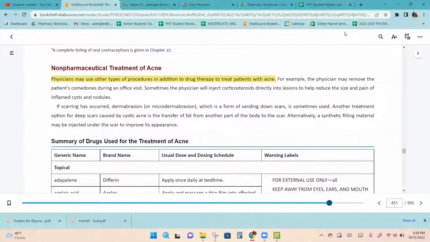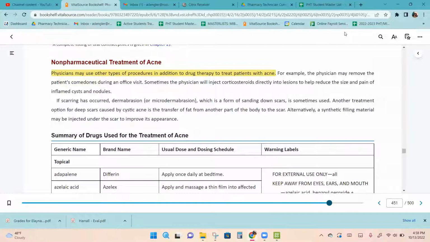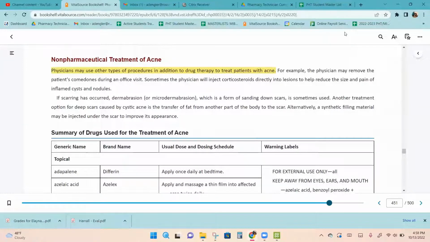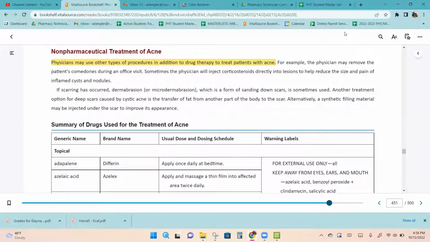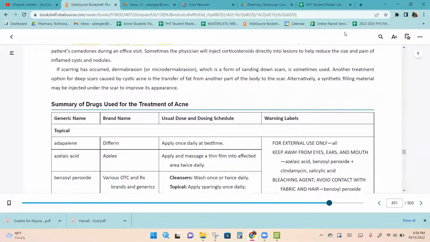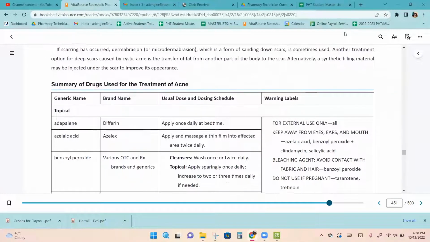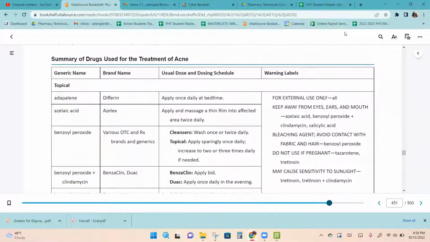Physicians may use other types of procedures in addition to drug therapy to treat patients with acne. The physician can remove the patient's comedones during an office visit. They can get corticosteroids injected directly into lesions to help reduce the size and pain of inflamed cysts and nodules. And we have our summary of drugs used for the treatment of acne, which we've gone over, but we have warning labels here, so we'll go over some of them.